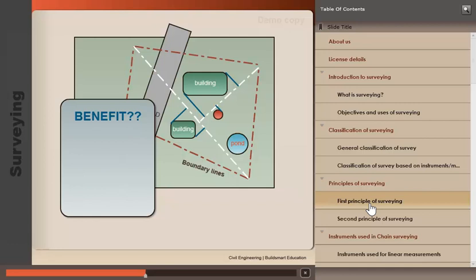What is the benefit of working from the whole to the part? The errors that may happen in the work are controlled and localized. Thus accumulation of error is avoided.